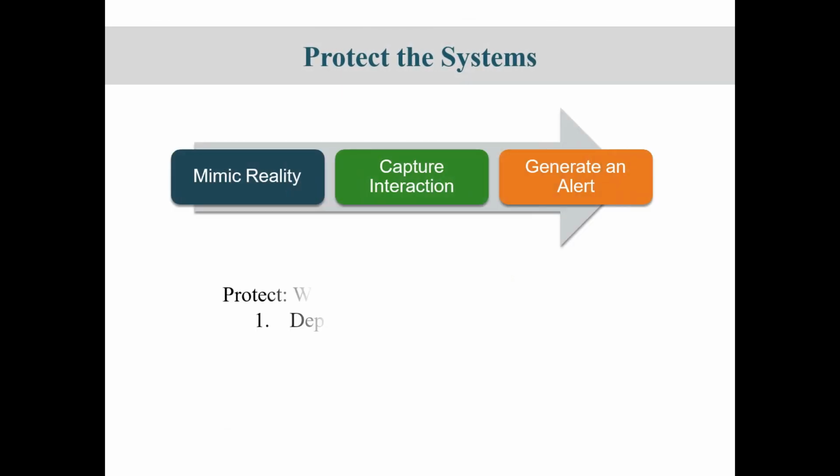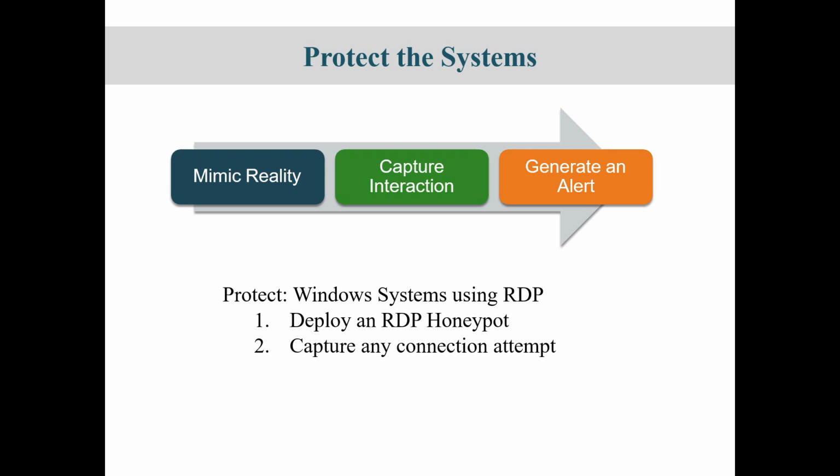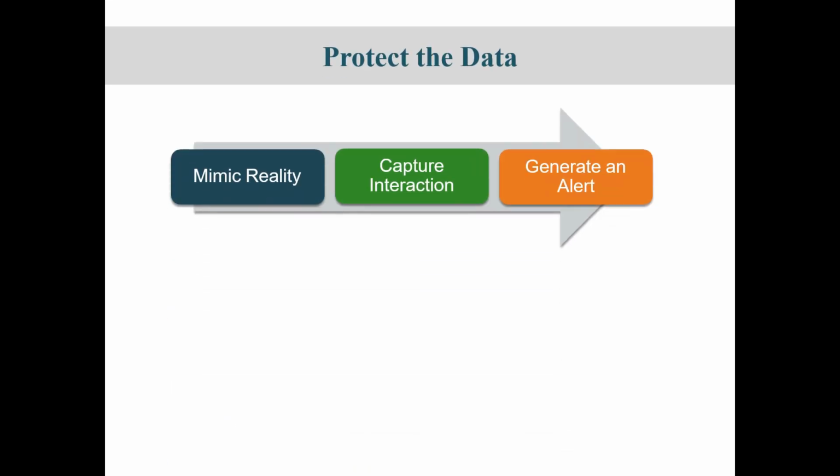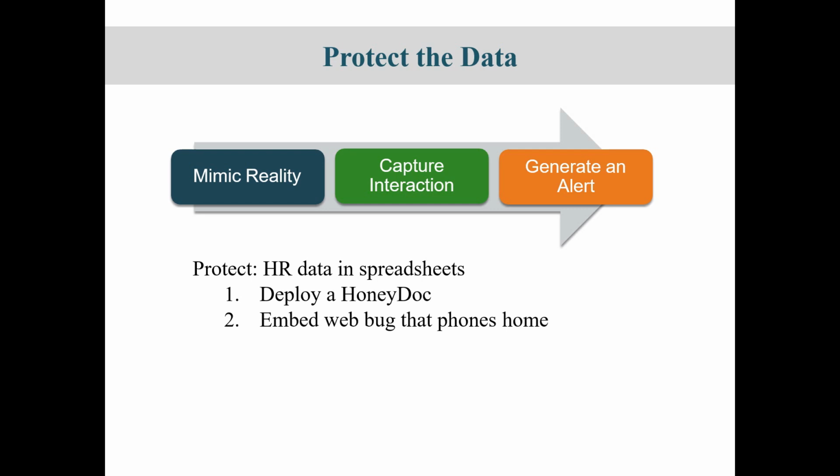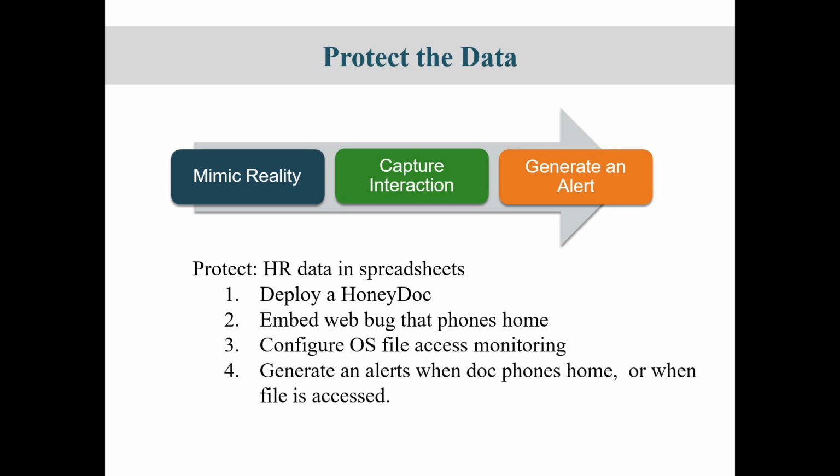It protects our system. It protects our Windows system using RDP. First, it deploys an RDP honeypot, then captures any connection attempt, and then generates an alert to our system. It protects our data. It protects our HR data in a spreadsheet. First, it deploys a HoneyDoc with a web bug that phones home. Then it configures operating system file access monitoring. It generates an alert when the doc phones home or when the file is accessed.